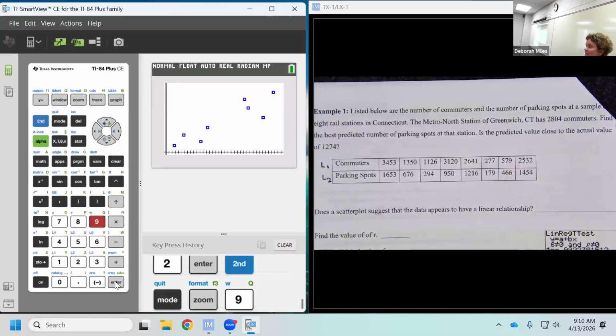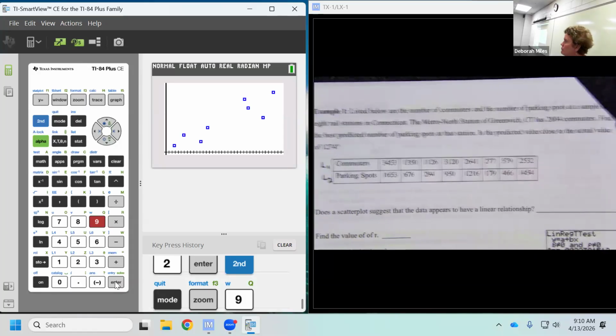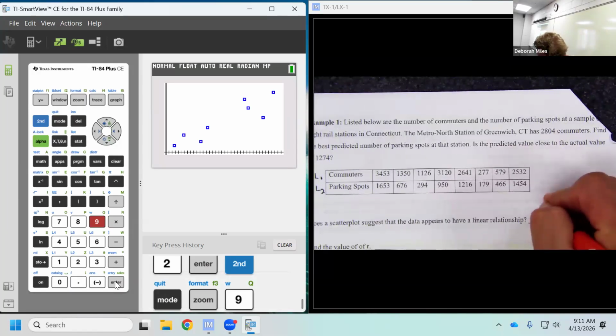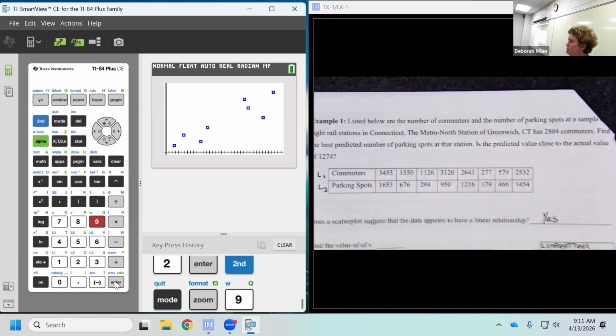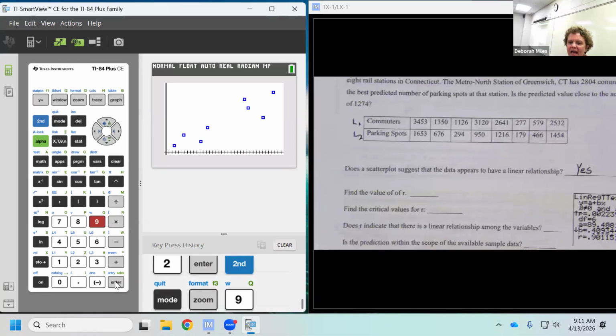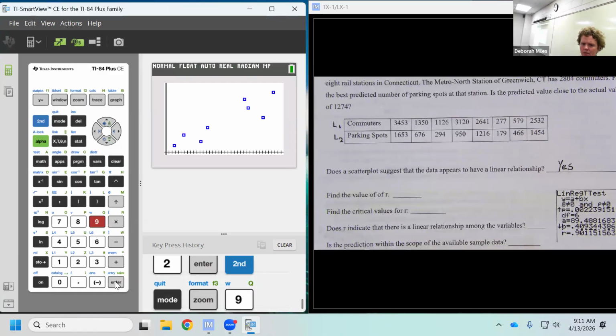Is anybody not getting that scatter plot and need some help? All right. Does it look like there's a linear relationship between number of commuters and number of parking spots? Just looking at the scatter plot. Yeah, it does. That's the first thing I need to check. Then I need to find my value of R. Where do I find that?